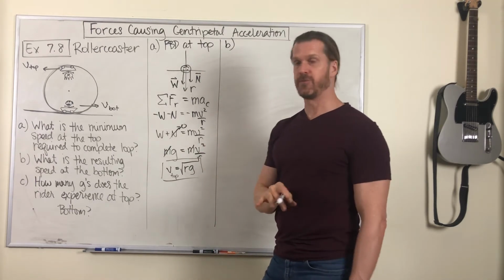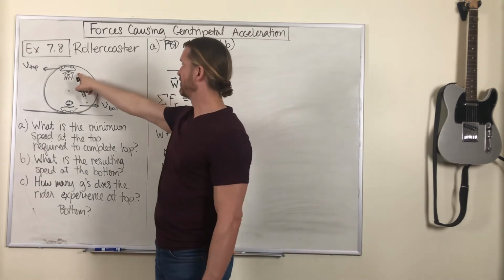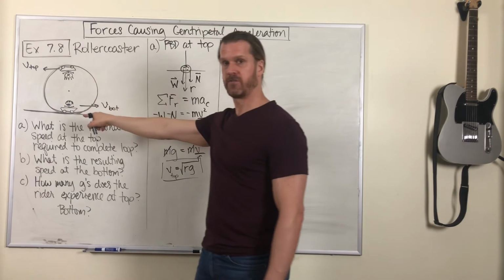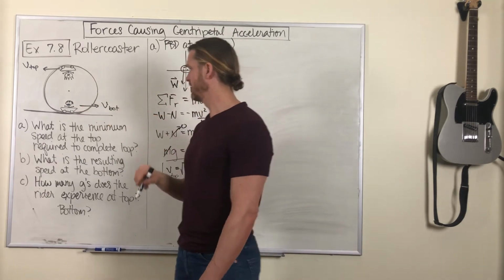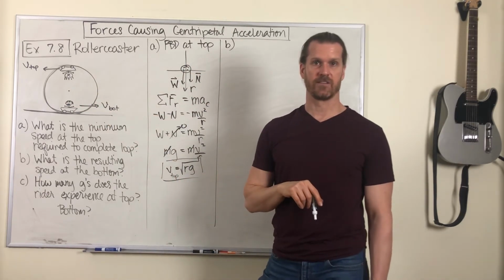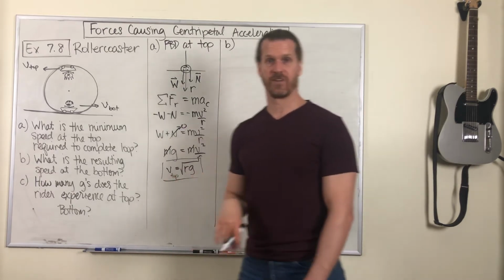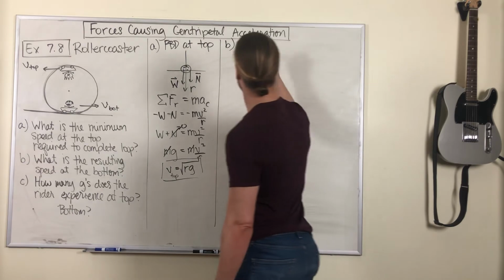All right, so assuming that we're traveling at that minimum speed, and then gravity just takes over, how fast are we traveling at the bottom of the loop? This is just a conservation of energy problem.